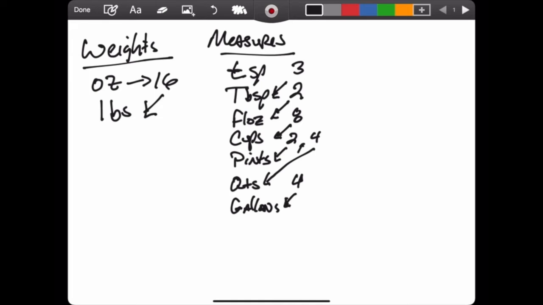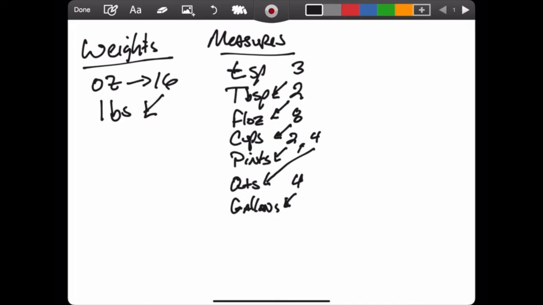So this is my easy way of remembering it. I look at it and I say there's 3 teaspoons in a tablespoon, 2 tablespoons in a fluid ounce, 8 fluid ounces in a cup. A pint has 2 cups, a quart has 4 cups, and there are 4 quarts in every gallon.